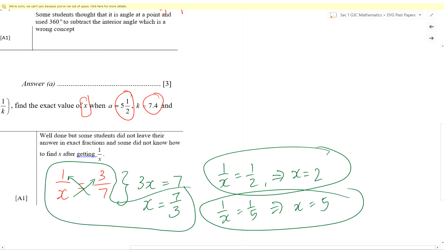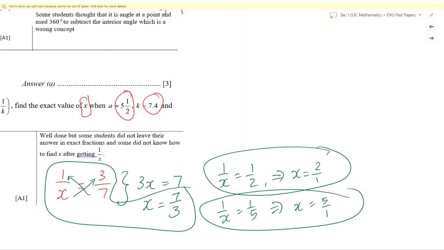Is there a shortcut? Is there a one-second answer to tell me the value of x? I give you a small clue: 2 over 1, this is 5 over 1. What do you notice? If 1 over x is 1 over 2, then x is flip 2 over 1, which is 2.